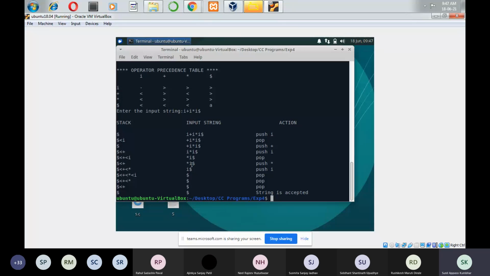Okay, so thank you very much for today's practical session. This is all about practical number 4, implementation of operator precedence parser.